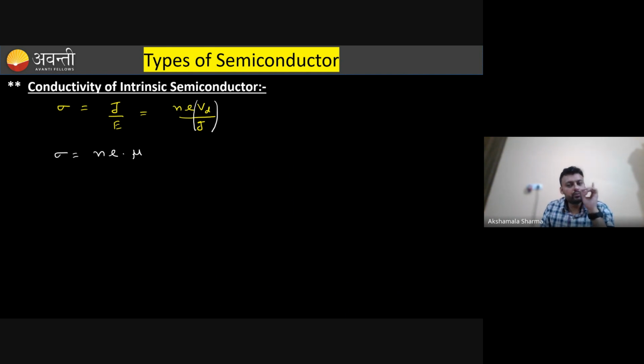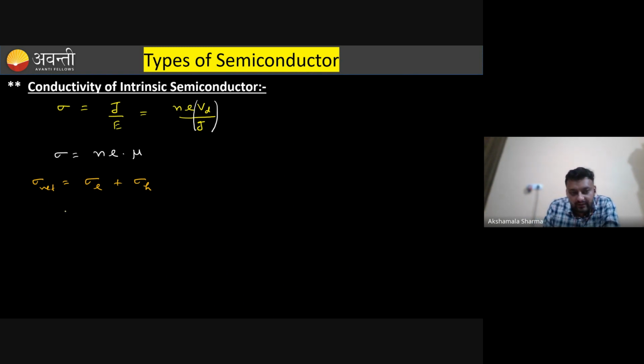I have told you on the previous slide that mobility of electrons is higher than the mobility of holes, and both of these are moving. So can you say that conductivity is not only due to the electrons, it is due to the electrons and holes both? So what will be the net conductivity? Net conductivity is conductivity due to electrons plus conductivity due to holes. Net conductivity is due to both of these.